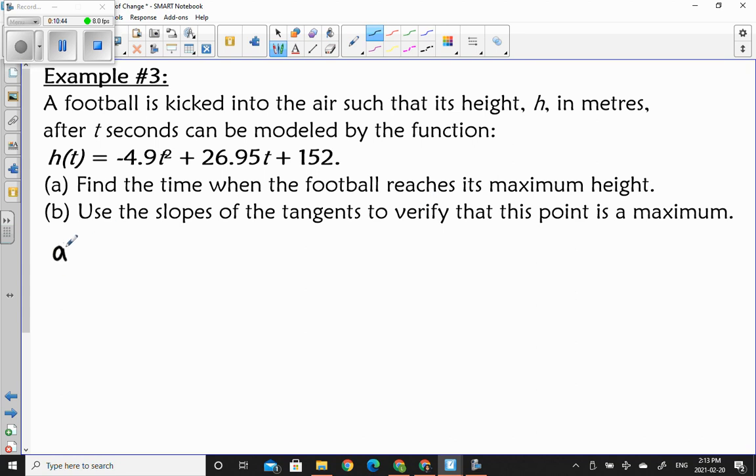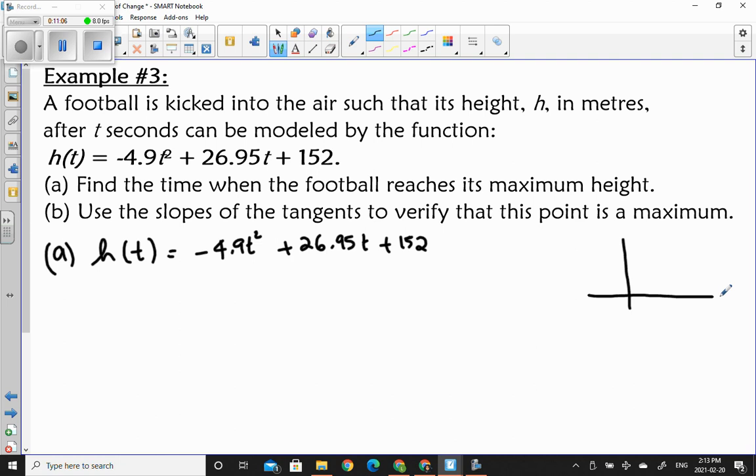So the first one is actually something we would have done in grade 10. We are given the function representing the height of the football as a function of time. So h of t is -4.9t squared plus 26.95t plus 152. If we were to draw a rough sketch of this, it would be something like this.